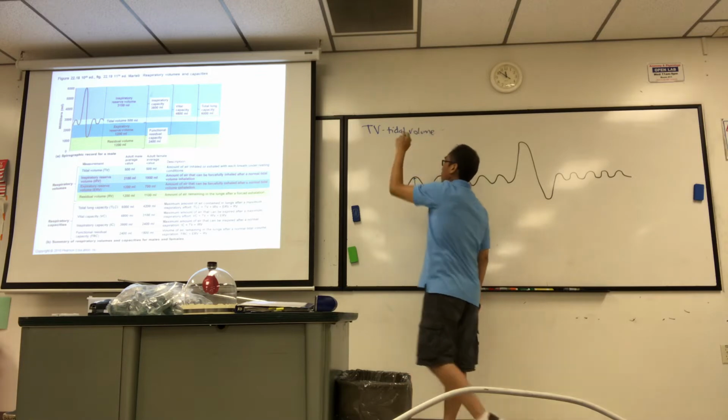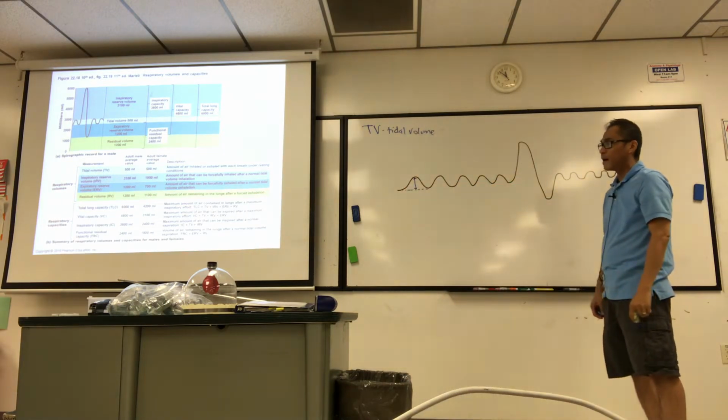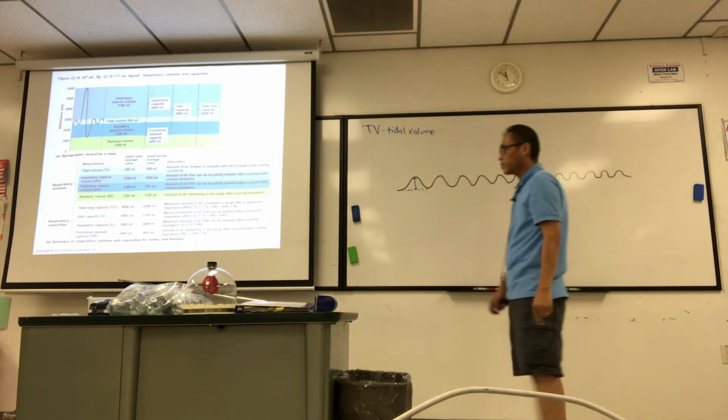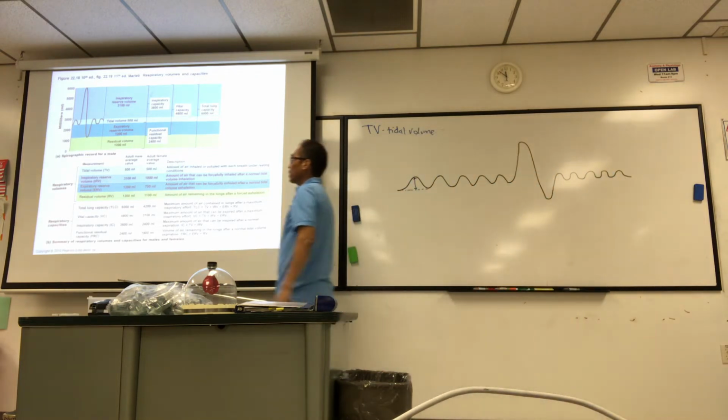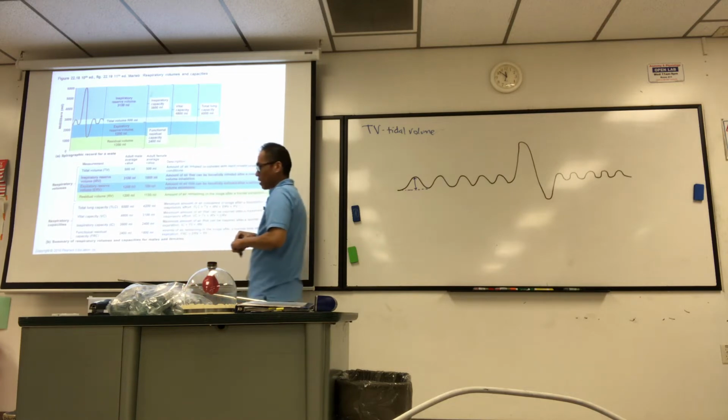I'm not going to write them all out if you have the table, but TV, tidal volume, it's about 500 ml. And they give you the average values. I won't write them on the board. It's about average 500 for adult males and females.